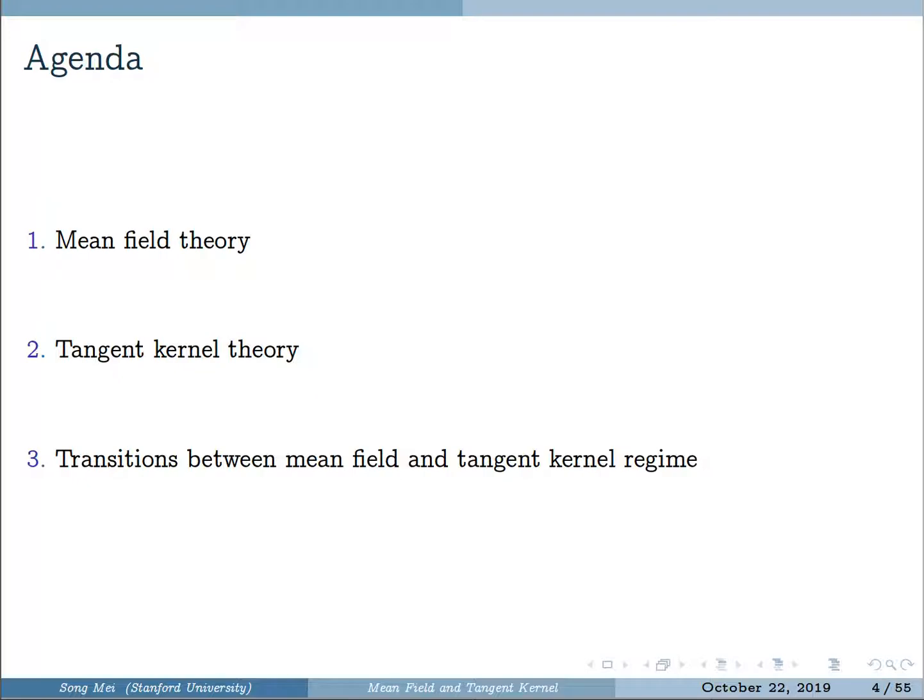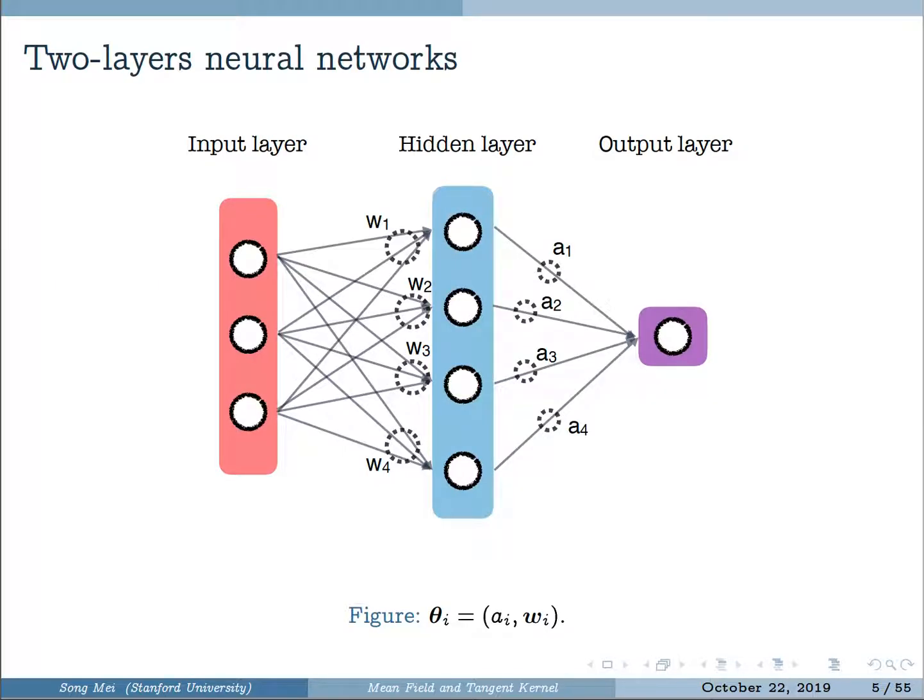First, I will introduce the mean field theory for neural networks, and I will use 2-layer neural networks as an example. For 2-layer neural networks, there are actually 3 layers: the input layer, the hidden layer, and the output layer. The input layer is a layer of your feature x, which are images, perhaps, and the output layer is their labels. Between the input layer and the hidden layer, the weights we denote as W_i. Between the hidden layer and output layer, the weights we call a_i.